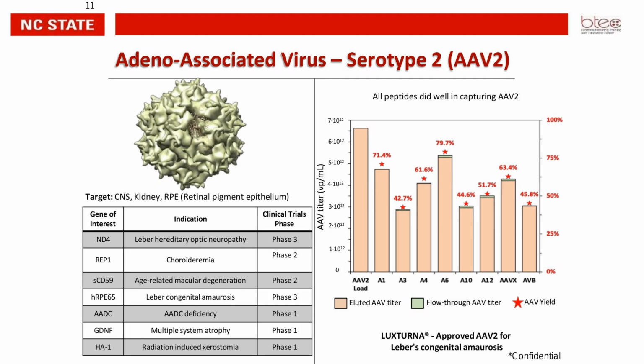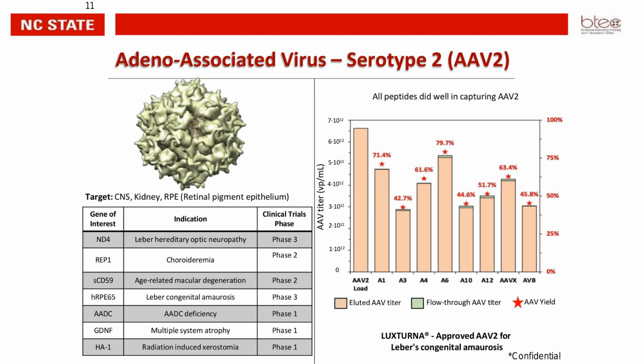On the left, you can see a nice little structure of AAV2, followed by a few products that are currently in clinical trials based on AAV2. There is also an approved product in the market, Luxturna. It's a very popular serotype, with a lot of studies going on in this particular area.